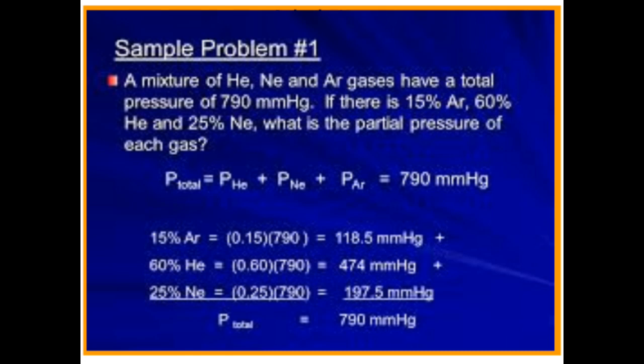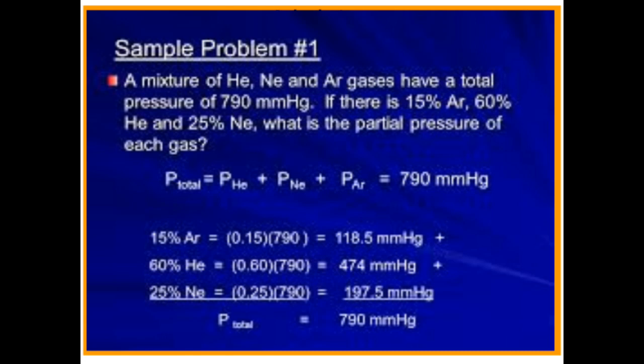15 over 100 times 790. For argon, the percentage is 15. So for you to find the partial pressure of argon, it is 15 over 100 times the total pressure, which is 790. Have you done that? 15 over 100, 15 divided by 100 times 790. The answer will give you 118.5 millimeter mercury.